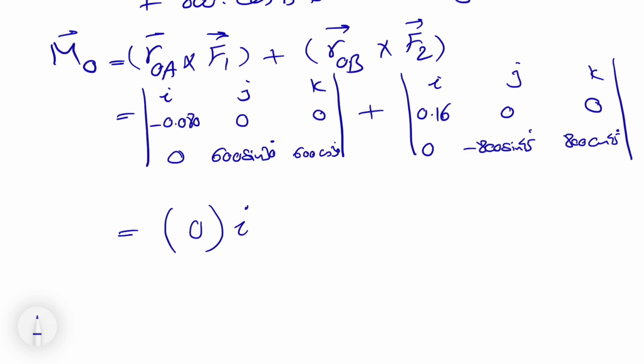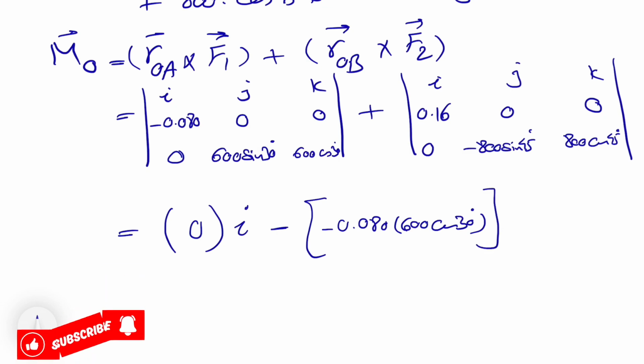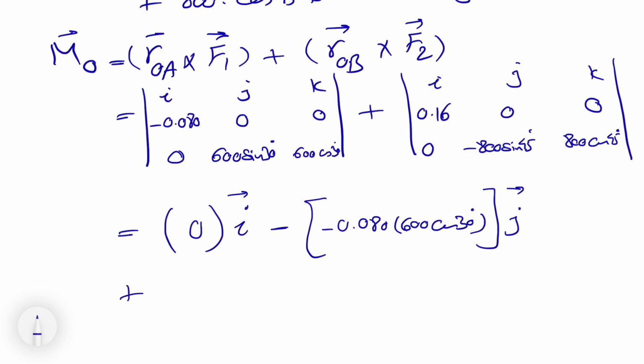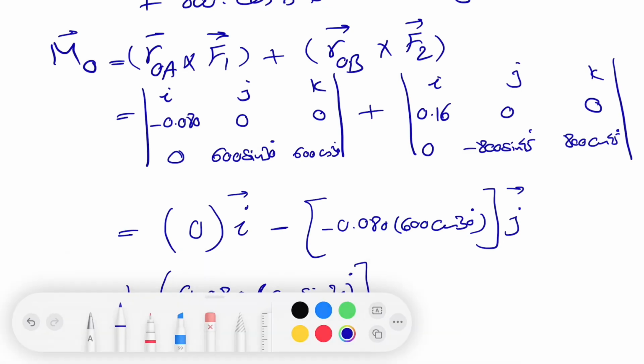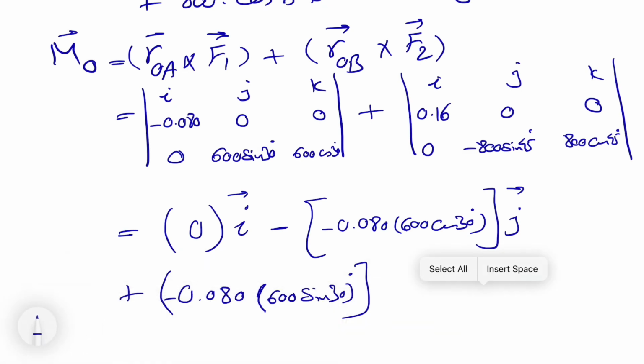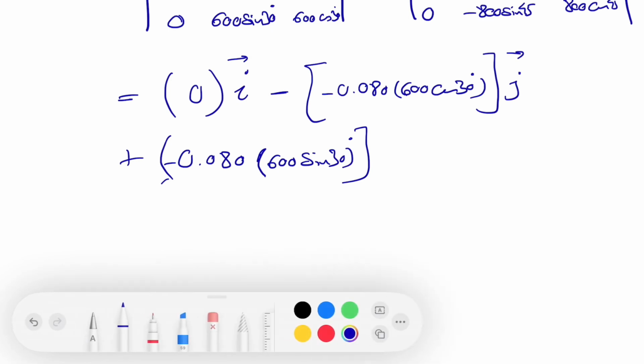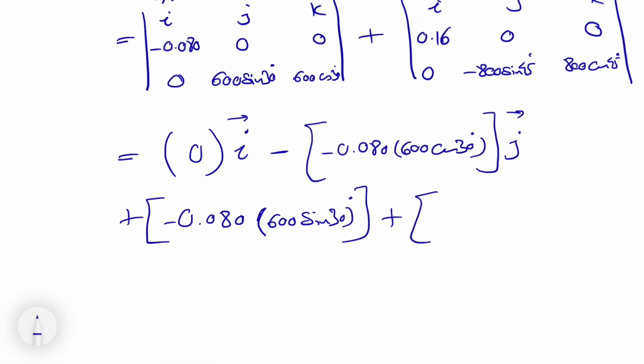For the first determinant, for the I component we simply have 0 minus 0, which will be 0, so no I component for the first part. For the J component we have a negative sign in here, so we have minus 0.08 times 600 cosine of 30 degrees. That would be our J, and for K we'll have minus 0.08 times 600, this time sine of 30 degrees. And that was the first determinant.